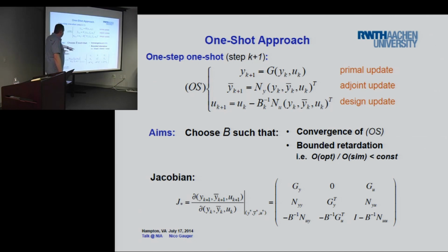And the idea is we want to choose the preconditioner B such that we have so-called bounded retardation. So this means the retardation of the convergence process of the all-at-once coupled one-shot scheme, compared to just a simulation, shall be bounded. That is what we call bounded retardation. So how to ensure that? Then we have a small effort of an optimization compared to the simulation, and I will show you shape optimization examples for 3D cases. It's a factor 2.